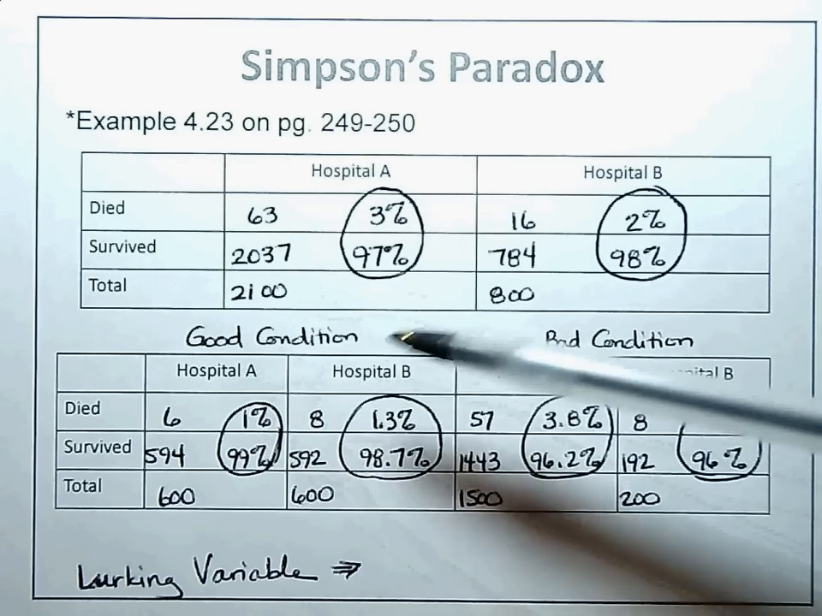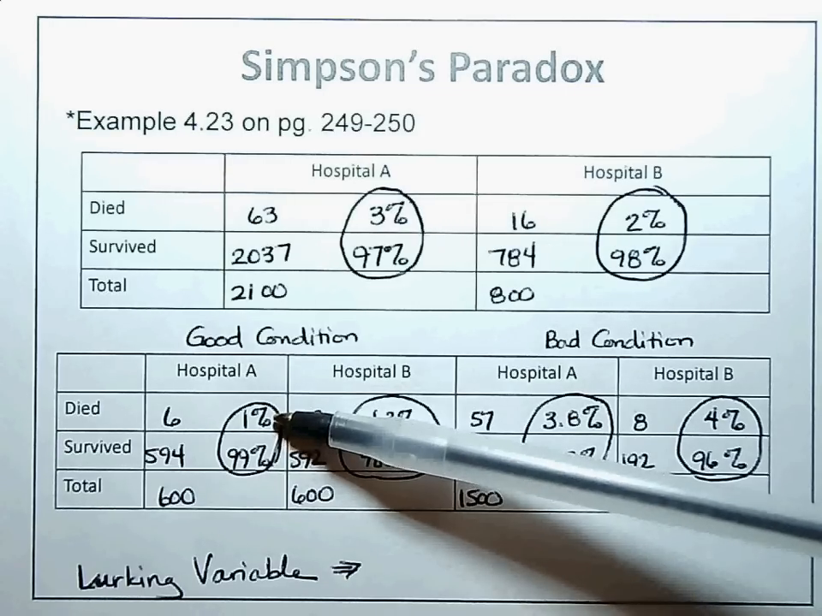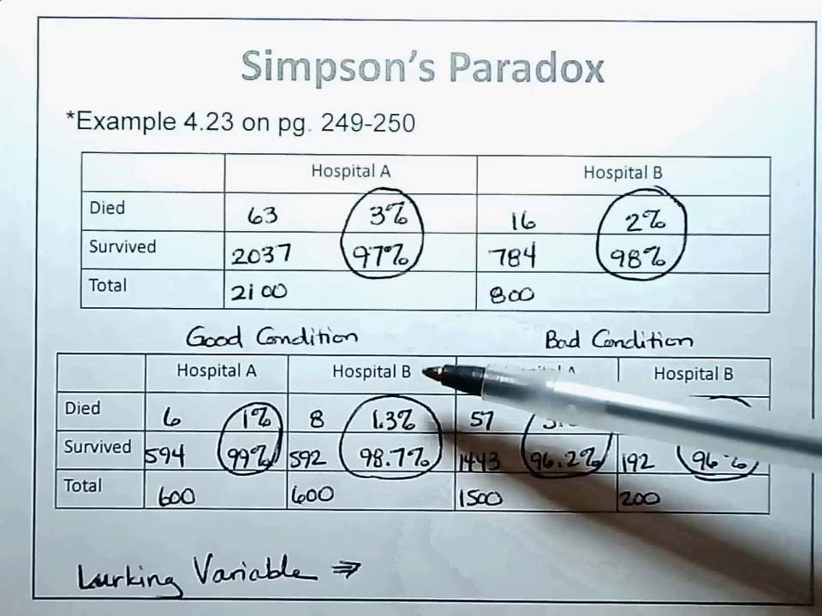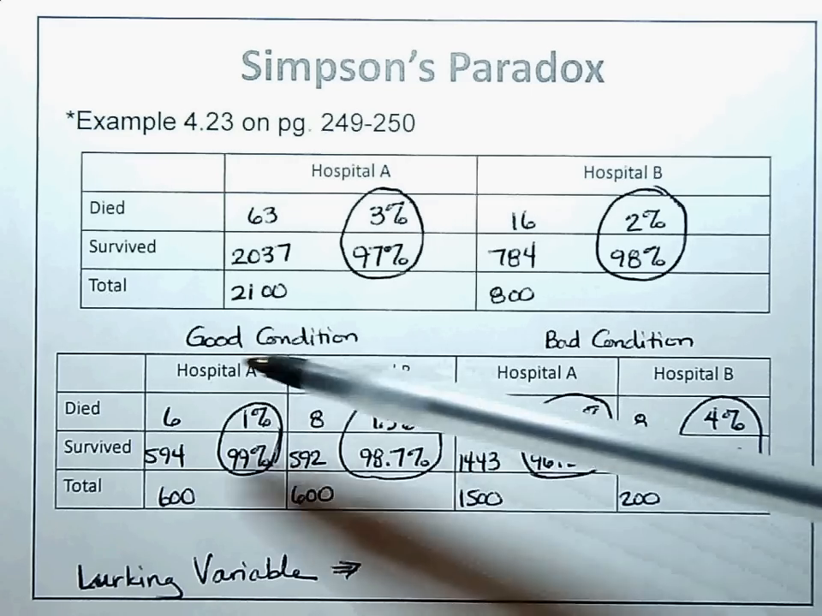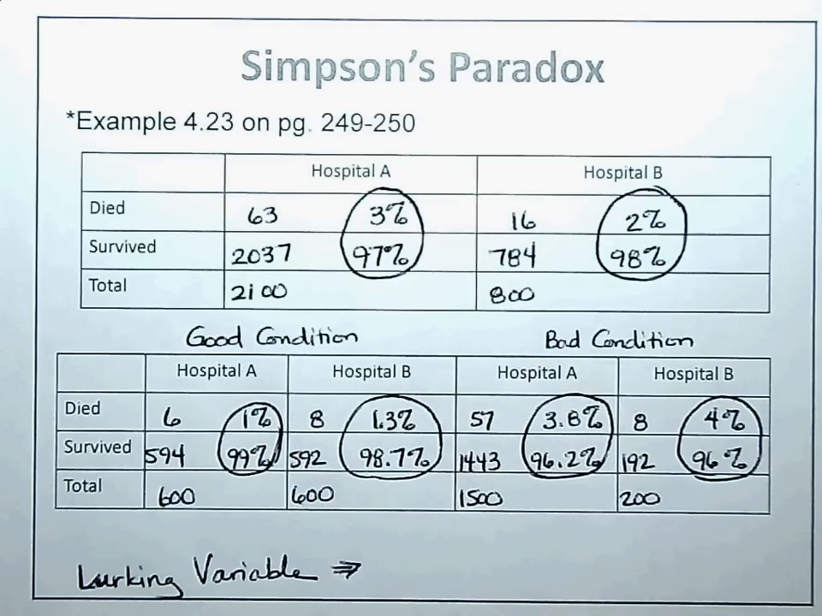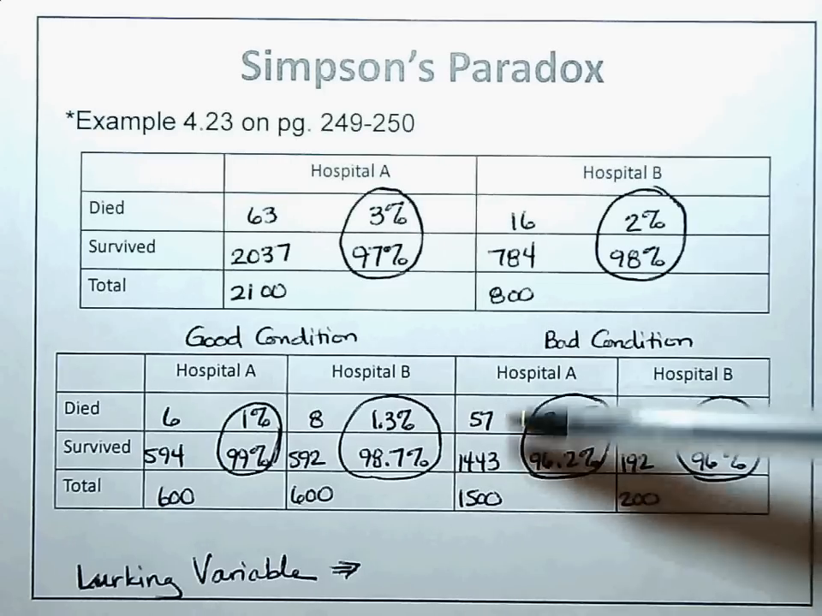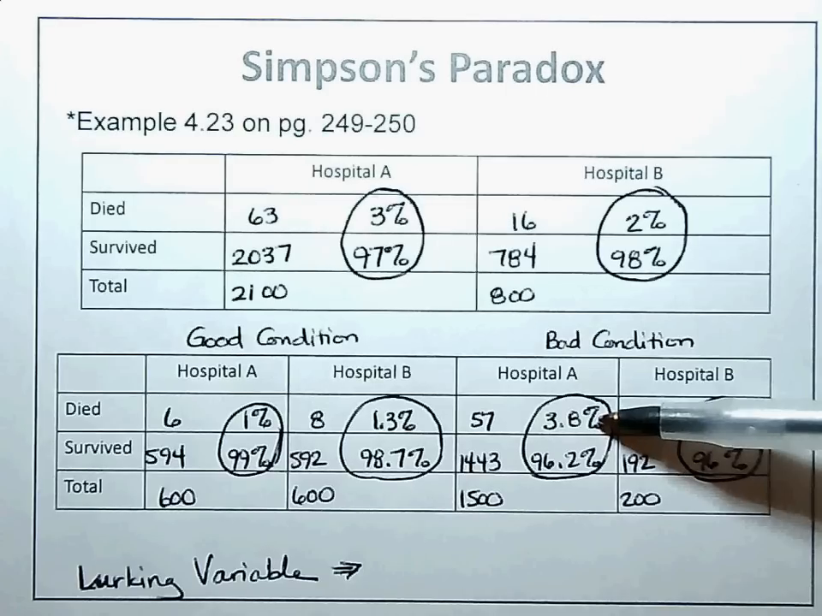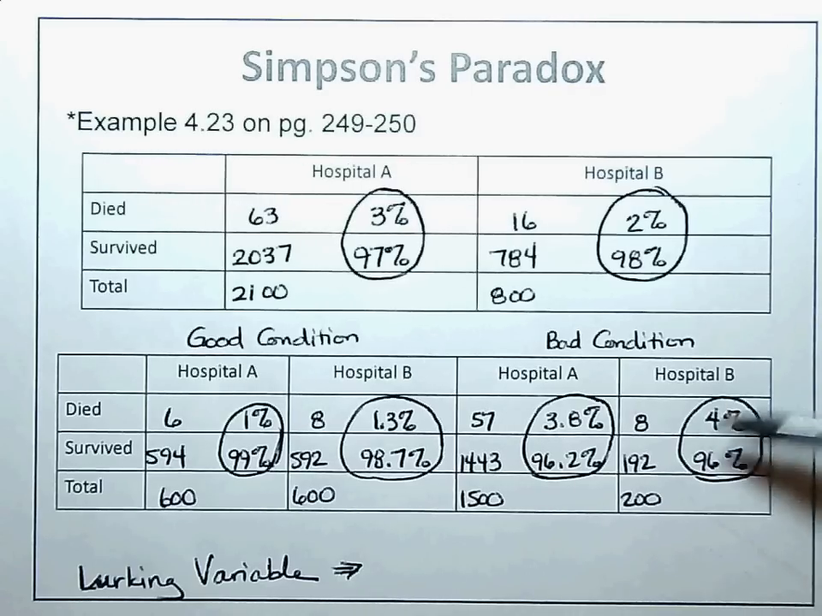And if I look at the information about Hospital A and Hospital B for these patients coming in fairly good condition, Hospital A only has 1% of them that died and 99% survived. Whereas when I look at Hospital B, 1.3% died and 98.7% survived. So in the case of those that were coming in good condition, Hospital A is actually performing better than Hospital B. If I look at those that were coming in bad condition, those critical cases, Hospital A had 57 die of the 1,500 that came in, which was 3.8% of them died, whereas 96.2% survived. Hospital B only had 8 of their 200 die, but that was 4% of their people that came in bad condition died there, versus 96% of them survived.